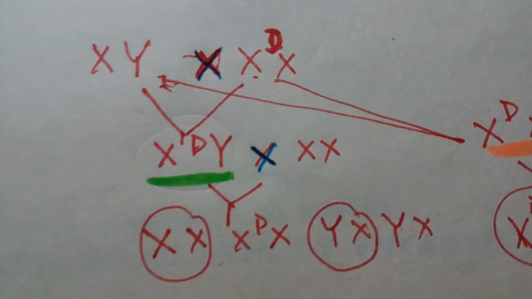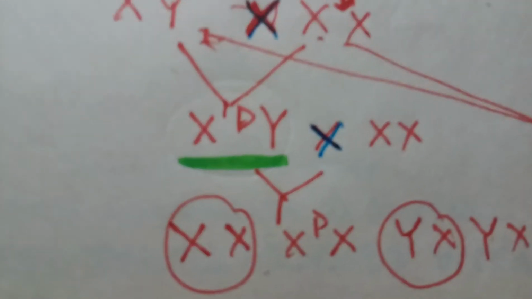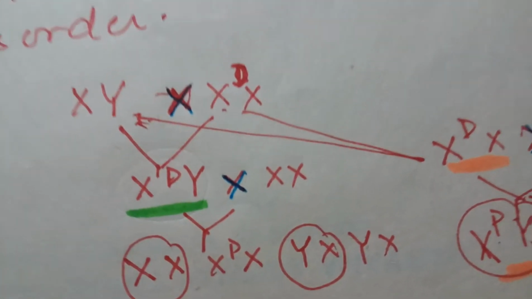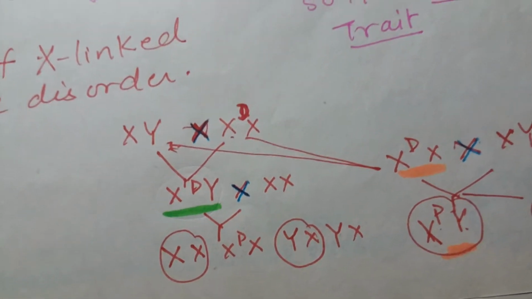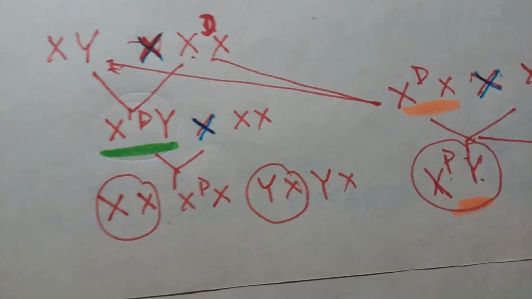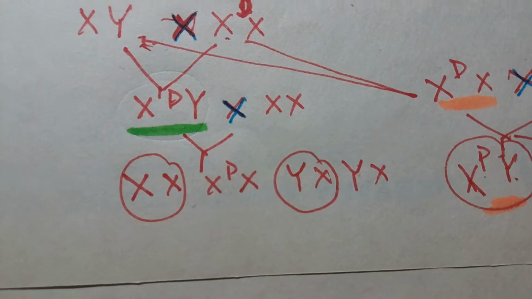The male is affected. See this green line. So here the male is affected, whereas the female is normal. So this is how it works, and when this is crossed with the normal female, then what is the probability of the next generation? So next could be normal.